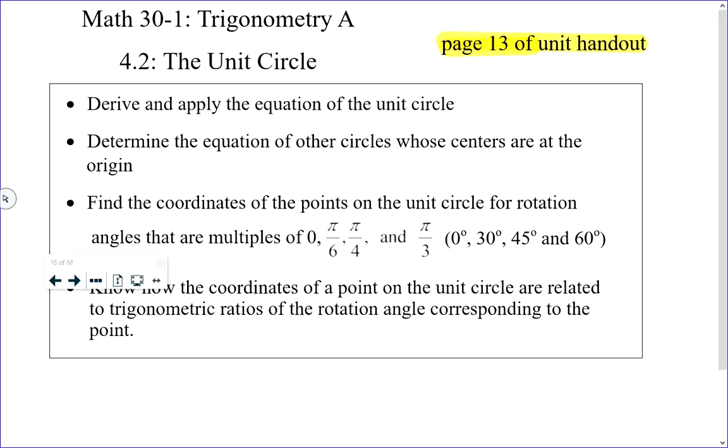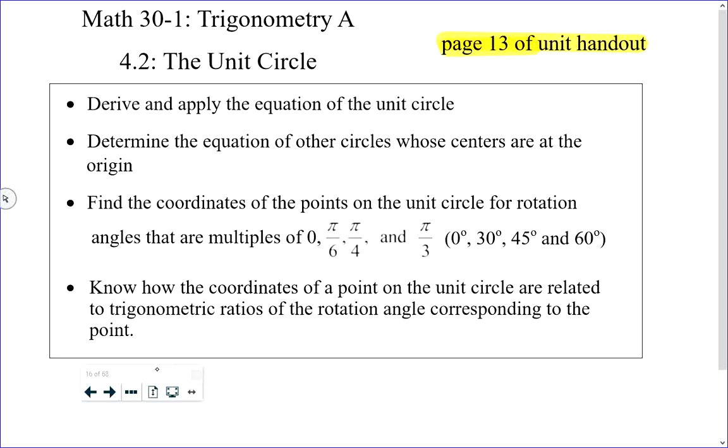Much, much better. We've got enough to worry about in trigonometry in 30-1 without saying, oh, well, I'll just rely on some other things that I hope to figure out. What you want is a really solid understanding of the unit circle. So we're going to be looking at the equation of what's called the unit circle once we define it. We'll also briefly talk about equations of other circles.